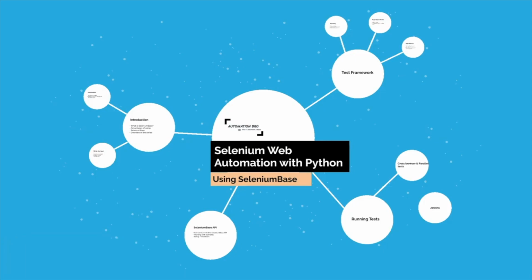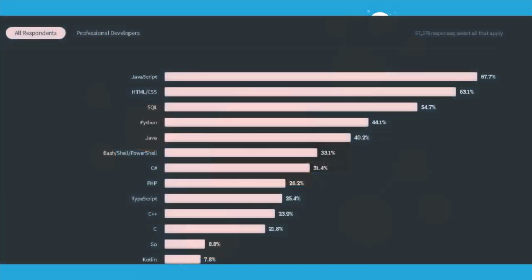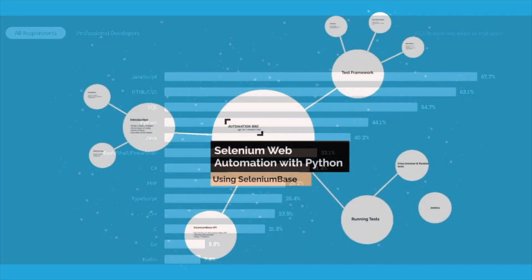As per the survey done by Stack Overflow in 2020, Python ranks number 4 as the most popular technologies right after JavaScript, HTML, CSS, and SQL.